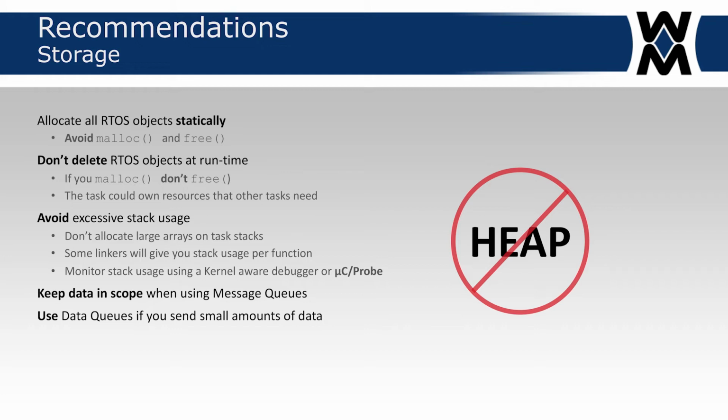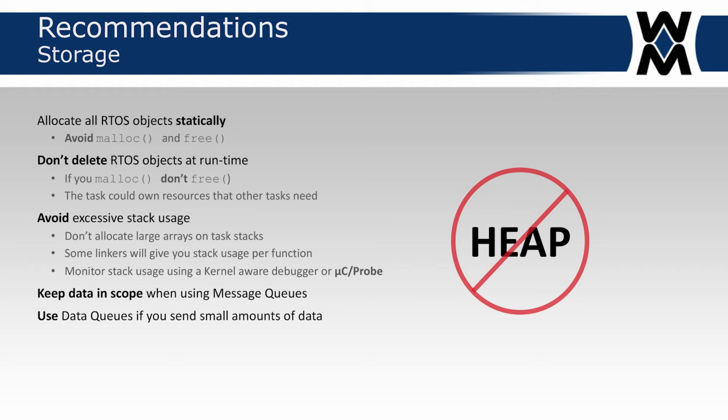A task could own resources that others need, so deleting a kernel object could be kind of devastating for the operation of your system. You want to avoid excessive stack usage, so don't allocate large arrays on the task stack unless that's something you absolutely have to have. Some linkers give you an idea of the stack usage per function. For example, the IAR compiler gives you a table that says this function requires so much stack space because it calls all these other functions, quite useful to determine how much stack space you need for each of your tasks.